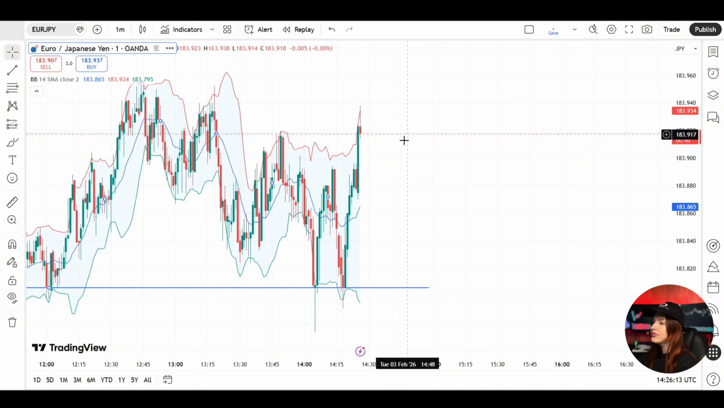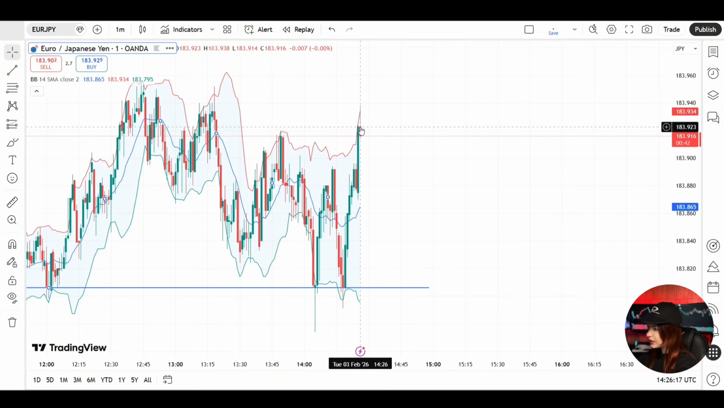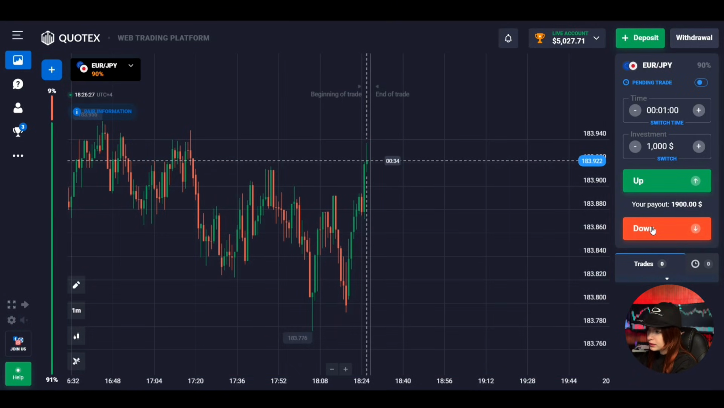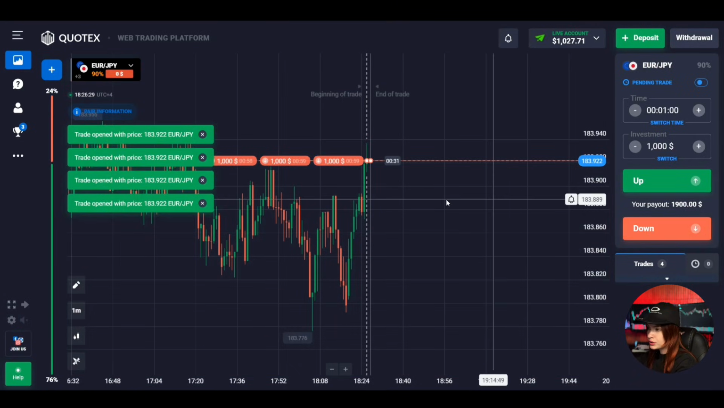Here we see that after a while the price confidently continued to move up. At the same time, it approached the upper limit of our indicator, and we see that a reaction is already coming from the zone. A red candle has appeared. Therefore, here I propose to open 1 minute deal to go down.